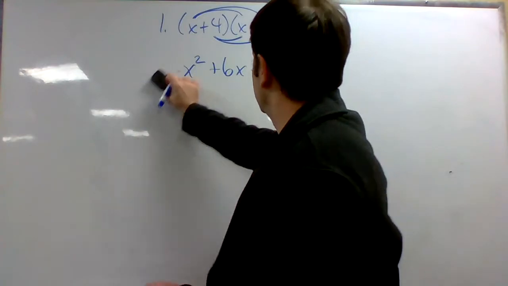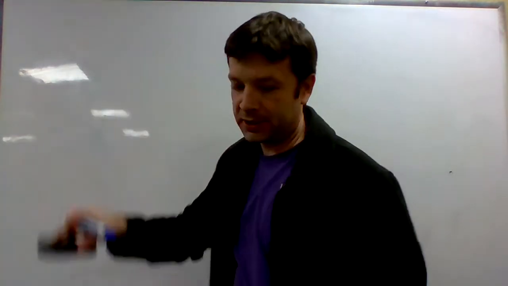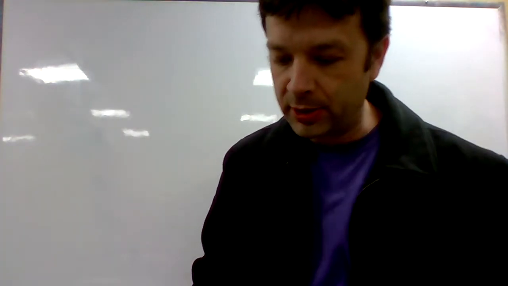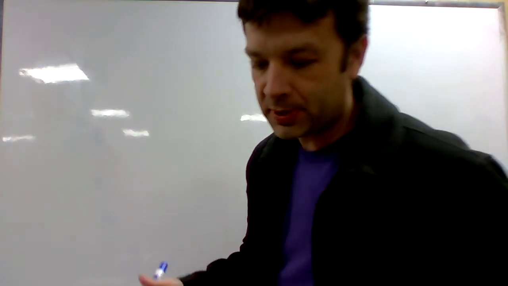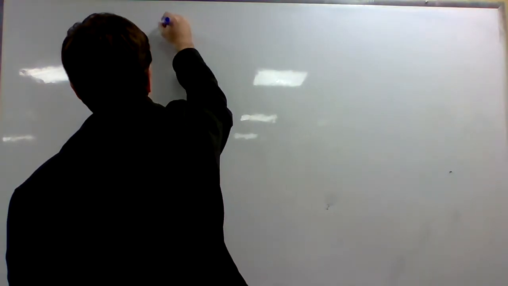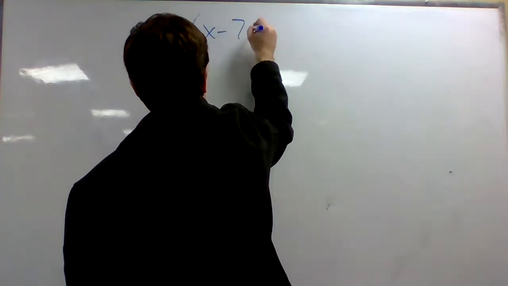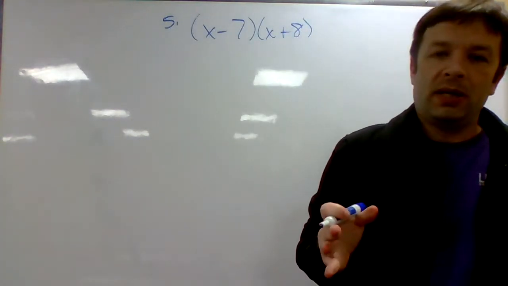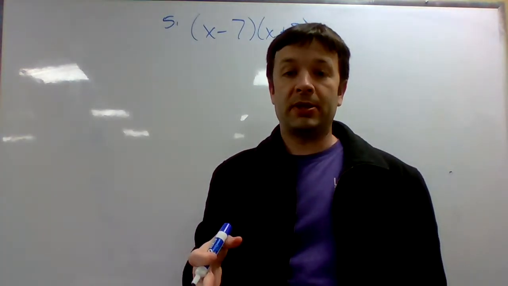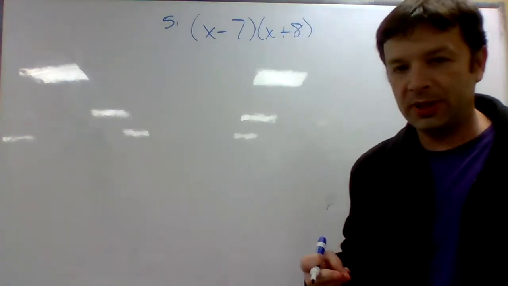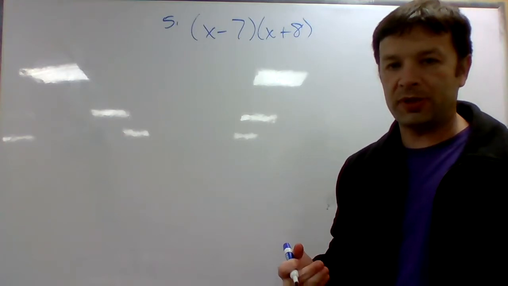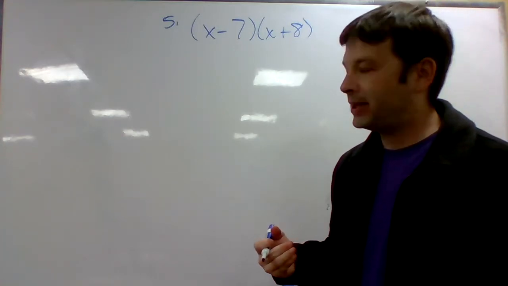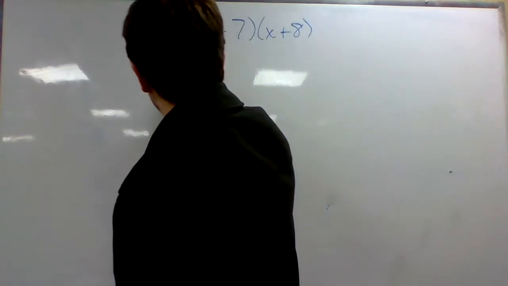But let's do number 5, I guess. (x − 7)(x + 8). Okay. They try to make up a trick to help you remember how to do this and make sure you get all 4 of those things multiplied. And they call it FOIL.